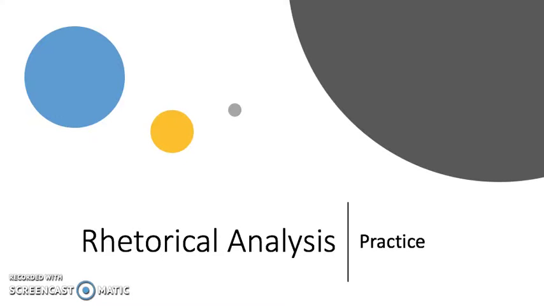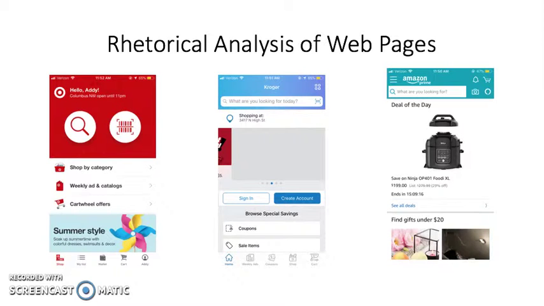So for class today, we're doing a rhetorical analysis practice. We will be doing rhetorical analyses of the following web pages: Target, Walmart or Kroger, and Amazon Prime. We will be looking at the home pages of these and thinking about who is the target audience, how can you tell, are they being rhetorically persuaded, and rhetorical elements.